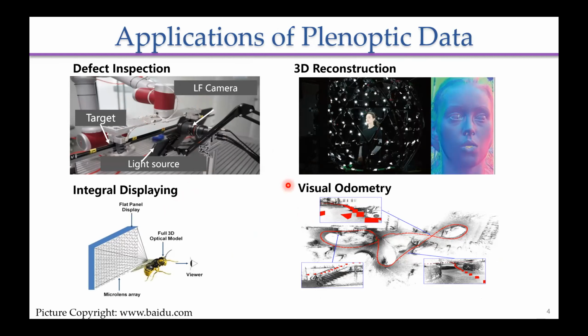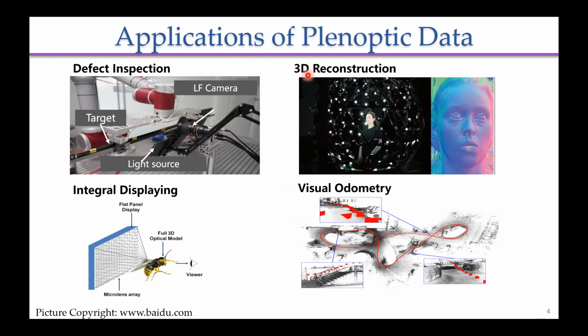For these, we also designed systems using such plenoptic cameras. This system was designed by us for defect inspection. We also use it for SLAM, for visual guiding of robots. These kinds of applications also show the requirement for compressing the data.